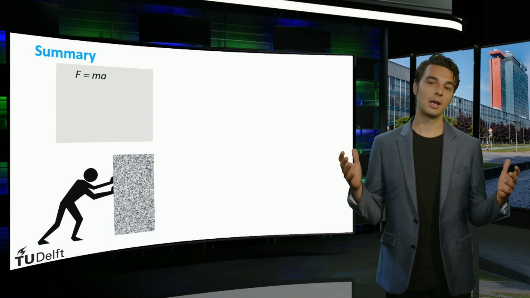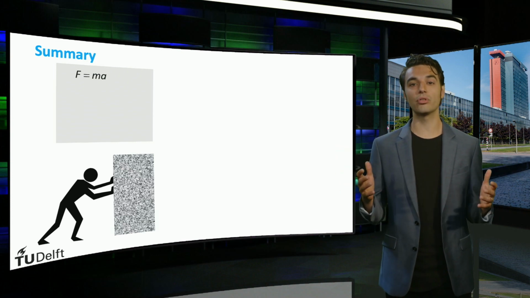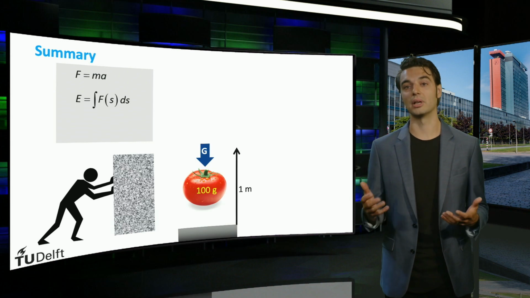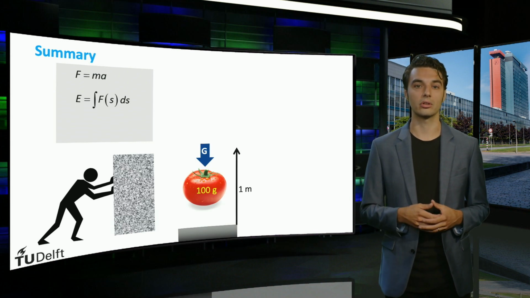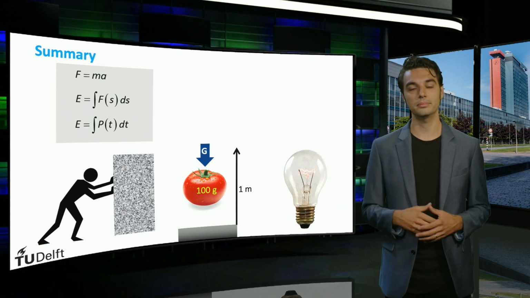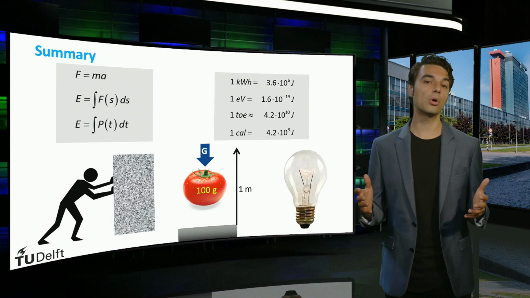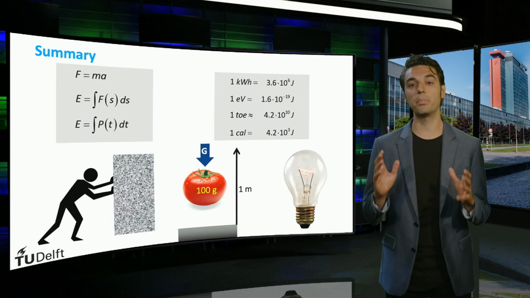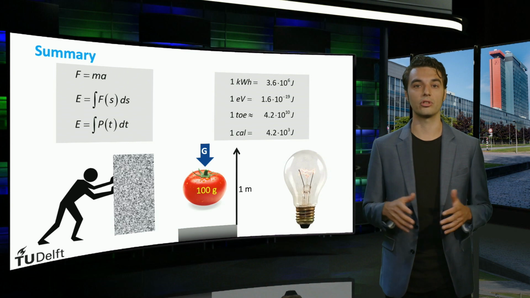In summary, we defined the force as any influence on an object that changes its motion, and energy as the ability to apply force over a certain distance. Power is defined as the energy exerted per unit time. We introduced a number of alternative definitions, of which the kilowatt hour and electron volt are of special interest to us as solar cell engineers.